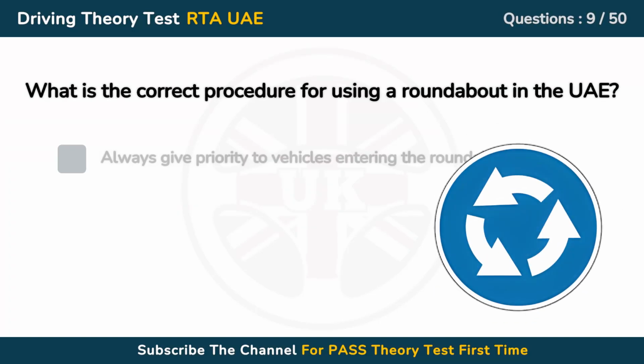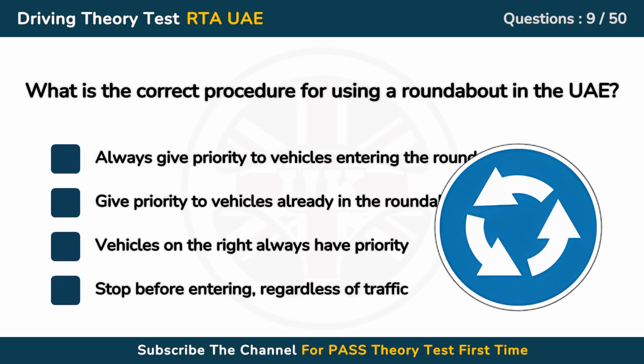Question 9. What is the correct procedure for using a roundabout? A. Always give priority to vehicles entering the roundabout. B. Give priority to vehicles already in the roundabout, then enter. C. Vehicles on the right always have priority. D. Stop before entering, regardless of traffic.